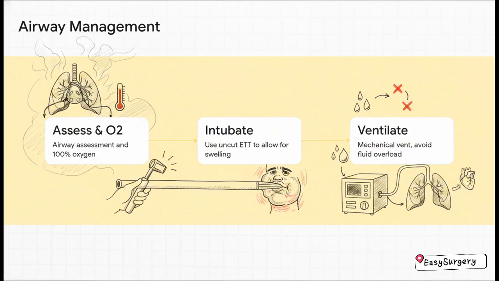Step two is early intubation, and here is a crucial detail. You use an uncut endotracheal tube. You do this to account for the massive facial and airway swelling that is inevitably coming. You do not want that tube slipping out when the edema hits. Finally, manage them on a lung protective mechanical ventilation strategy and be super careful to avoid fluid overload, because that will just make pulmonary edema so much worse.